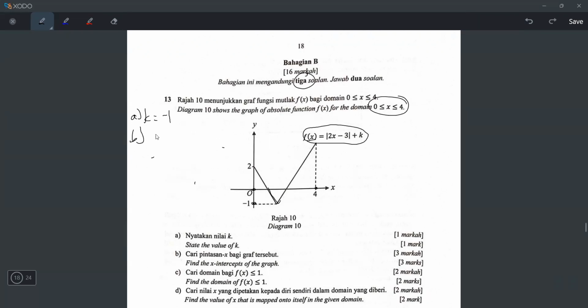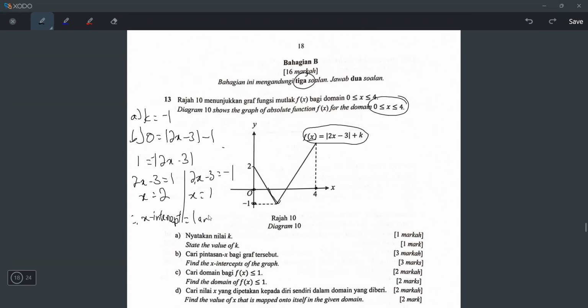(b) Find the x-intercept. Yeah, this one easy. For x-intercept, just replace y with 0, or you can also say replace f(x) with 0. So 0 equals modulus 2x minus 3 plus k, but we already know k is negative 1. Minus 1 becomes plus 1, so 0 plus 1 equals modulus 2x minus 3. Remove modulus, so I will end up with 2x minus 3 equals 1, and then 2x minus 3 equals negative 1. When you remove modulus, there will be 2 answers, 1 positive, 1 negative. 1 plus 3 is 4, 4 divided by 2 is 2. Negative 1 plus 3 is 2, 2 divided by 2 is 1. So that's the answer. So the x-intercept is 2 and 1, or 1 and 2. It means got 2 x-intercepts, one here, one here.